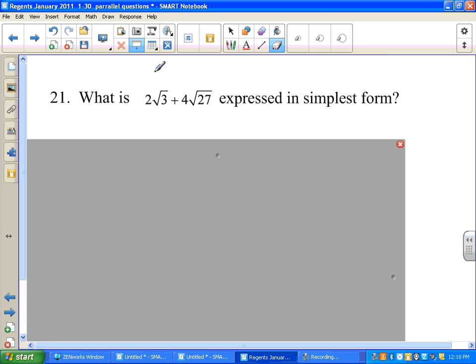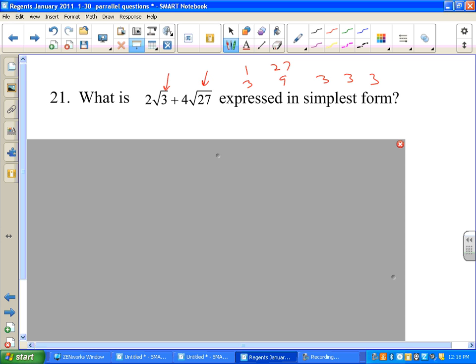It wouldn't be asking us to add these together if we couldn't do anything. So let's take a look and see if we can simplify the square root of 27. Why didn't I try to simplify the square root of 3? Because 3 is a prime number. It can't be simplified. What is 27? 27 is 1 times 27, 3 times 9, or it's also 3 times 3 times 3.